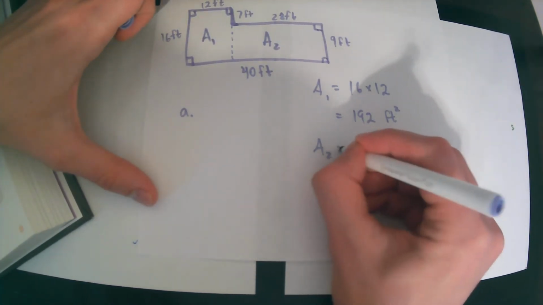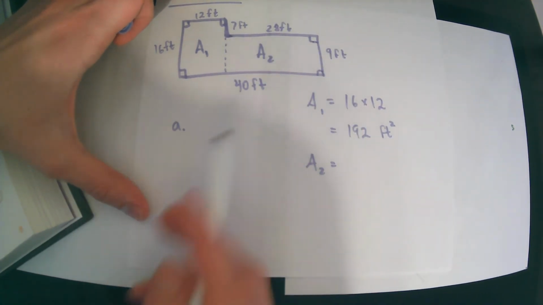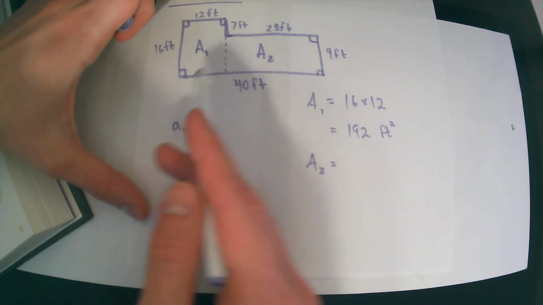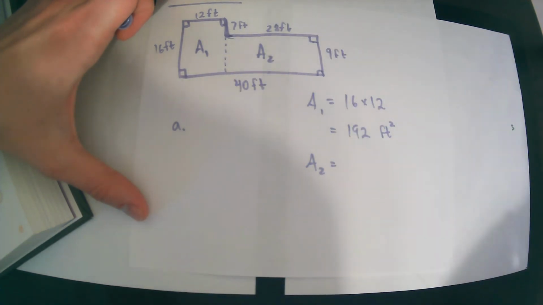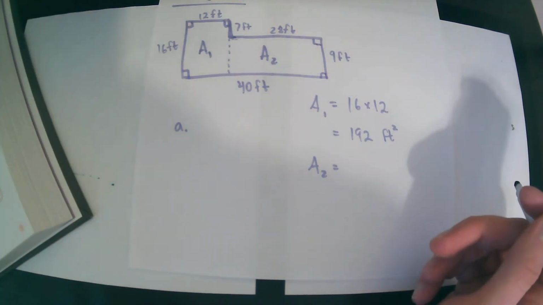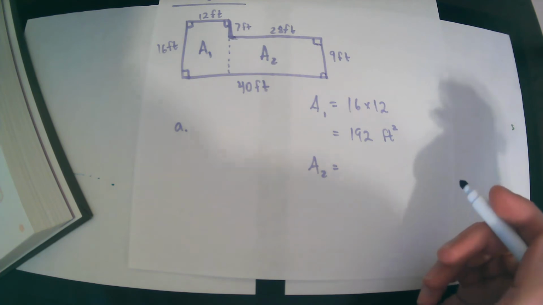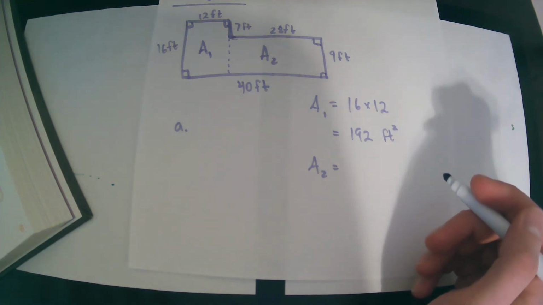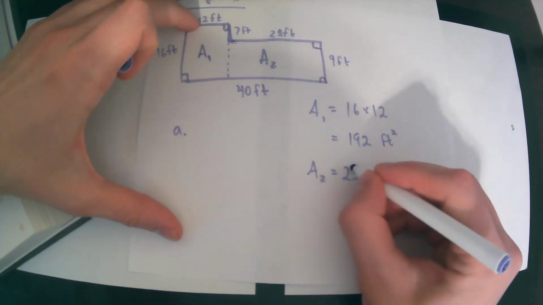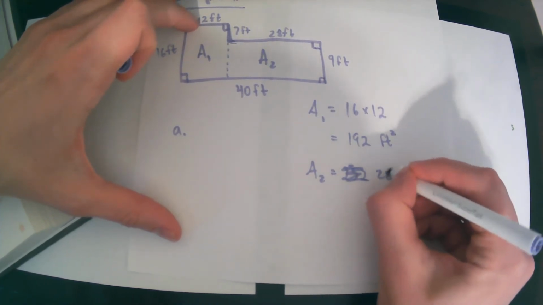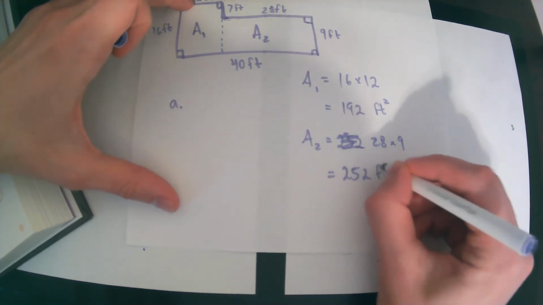A2 is going to be 28 by 9. So not 40, right? 40 is all the way across over here. I want to make sure I'm using this side measure and this side measure. 28 by 9. And that's going to be 280 minus 28, 252, but I'll just pop it into the calculator. Yep, 252. Let me actually write what I did here. 28 times 9, right? That's 252 feet squared.